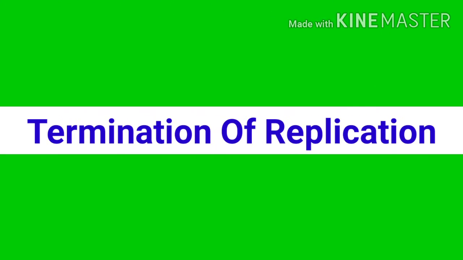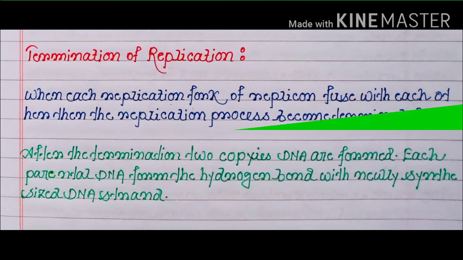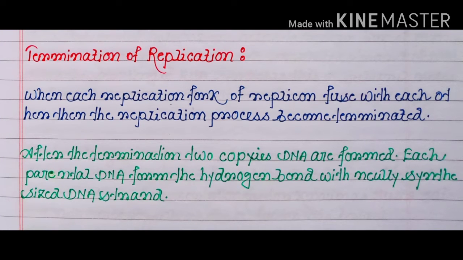Now, the termination of DNA replication. When each replication fork of the replicon fuses with the other, the replication process is terminated. After the termination, two copies of DNA are formed. Each parental DNA forms hydrogen bonds with the newly synthesized DNA strand.